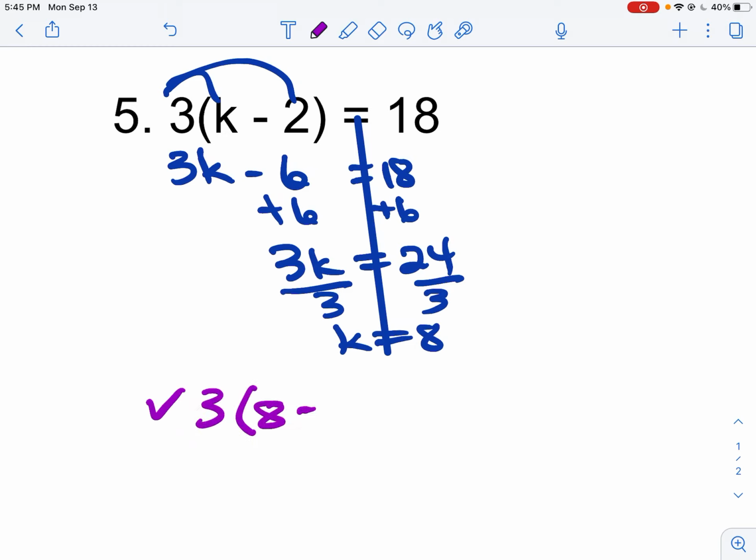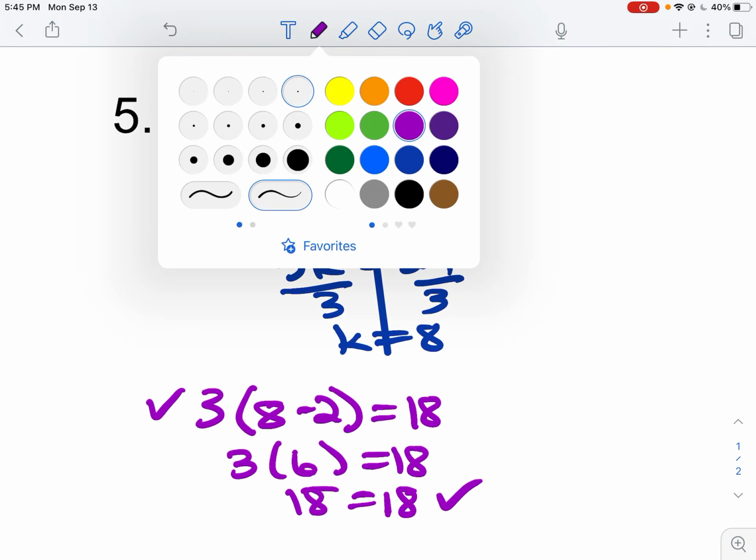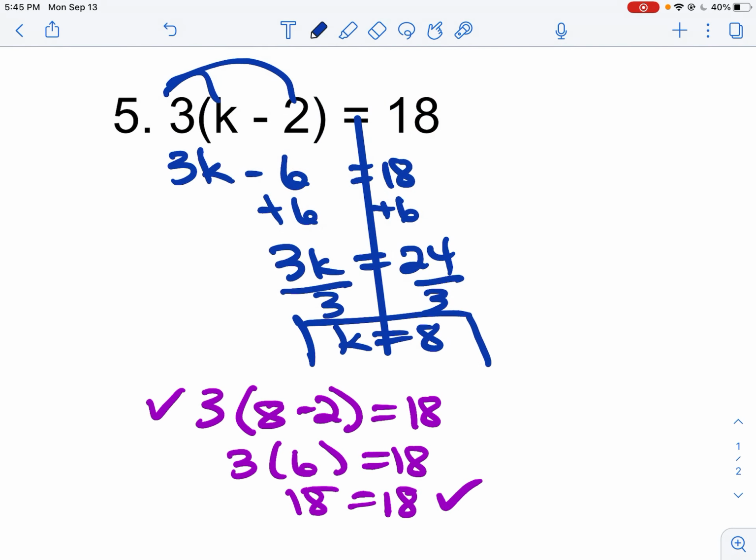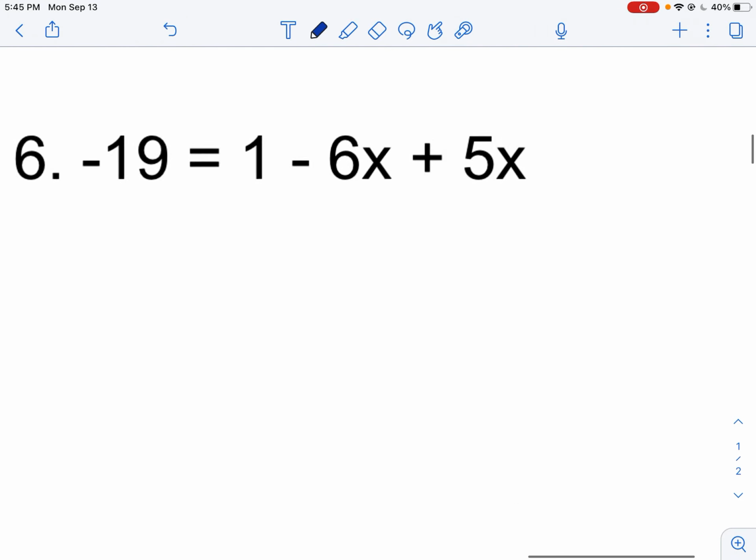I plug it in. 3 times 8 minus 2 equals 18. 3 times 6 is 18. So 18 equals 18. So I have the correct answer of k equals 8.